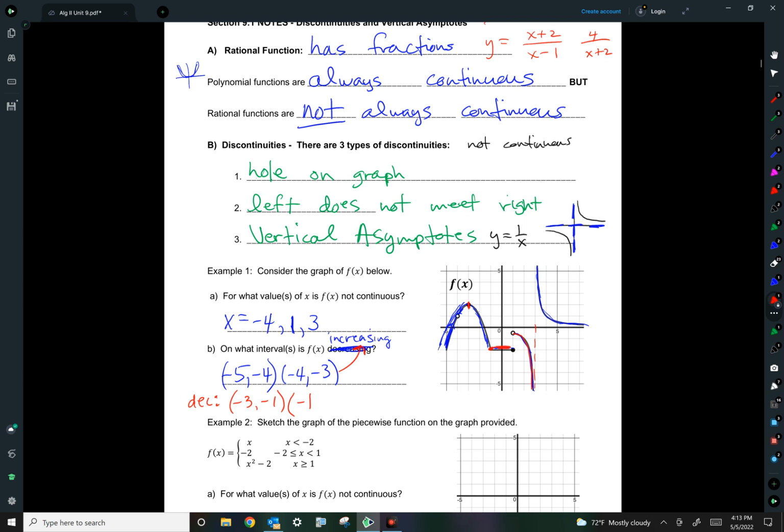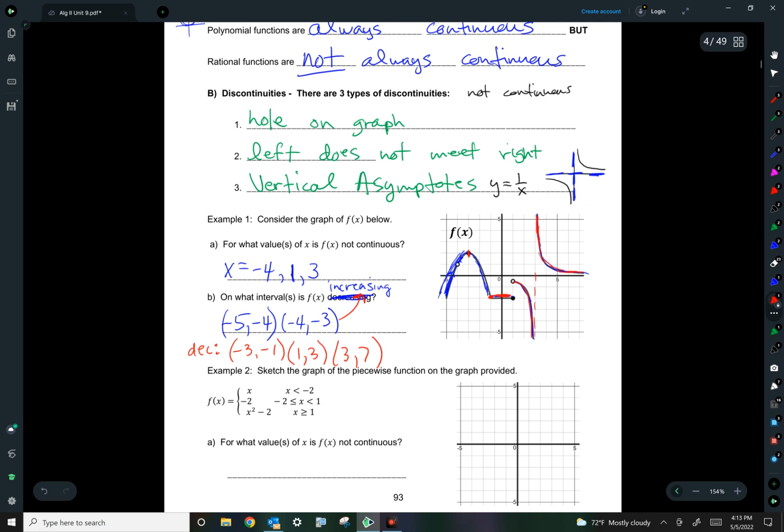So, I'm sorry, not -1. This one picks up at +1, doesn't it? I'll get this right, I'm sorry. So from 1 until I get to 3, that graph is decreasing. But then when you jump up here and you start at 3, isn't it still decreasing until you get all the way over here to 7? Okay. So when we talk about increasing and decreasing, it's not at a specific point, but it's a whole interval of space. Okay, and remember, intervals are always x values.